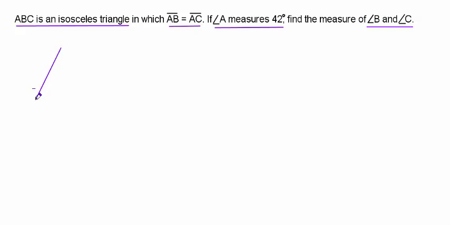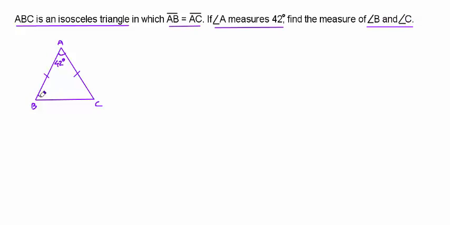So we have an isosceles triangle. These are the two equal sides. It's given that AB is the same length as AC. So this is A, this is B, and this is C. AB is the same length as AC. If angle A measures 42 degrees, this one's 42 degrees, find the measure of angle B and angle C.